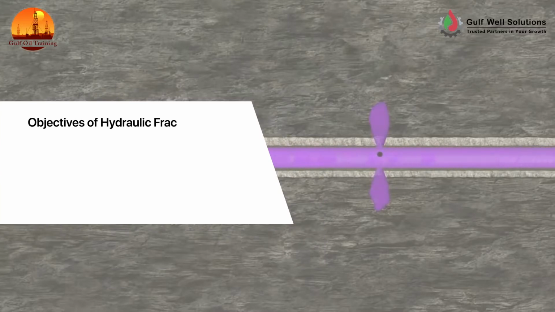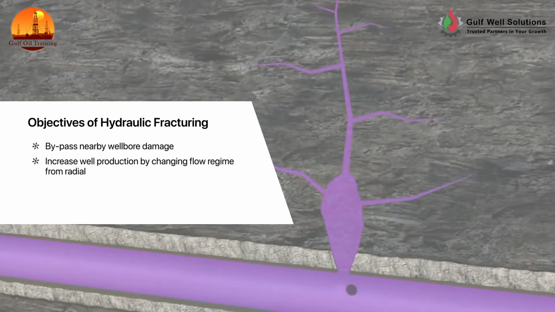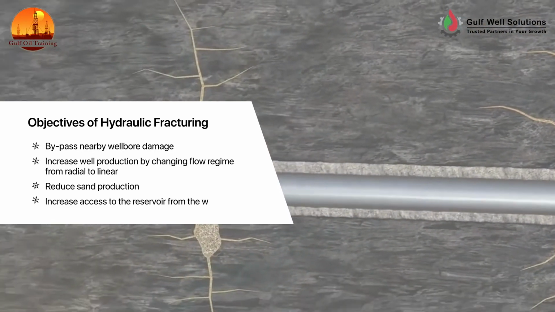Objectives of hydraulic fracturing: bypass nearby wellbore damage, increase well production by changing flow regime from radial to linear, reduce sand production, increase access to the reservoir from the wellbore.